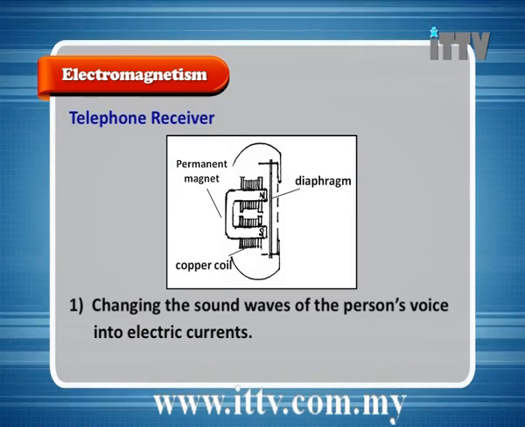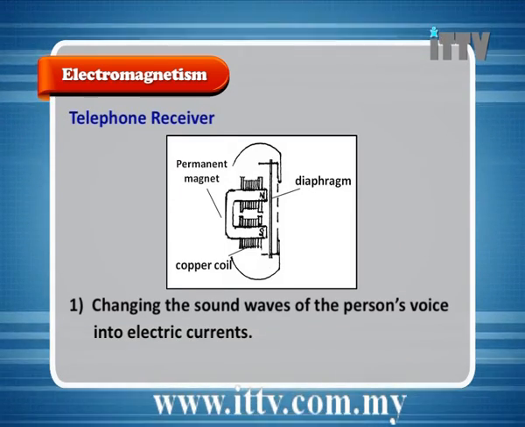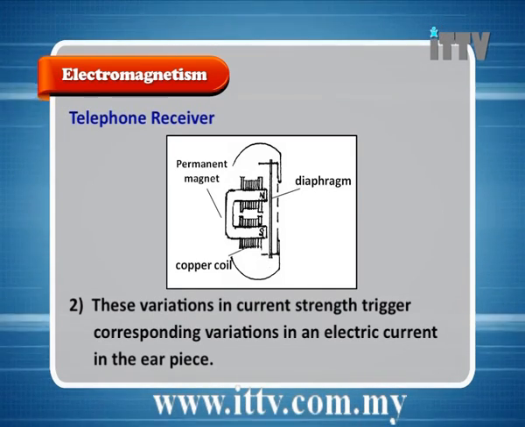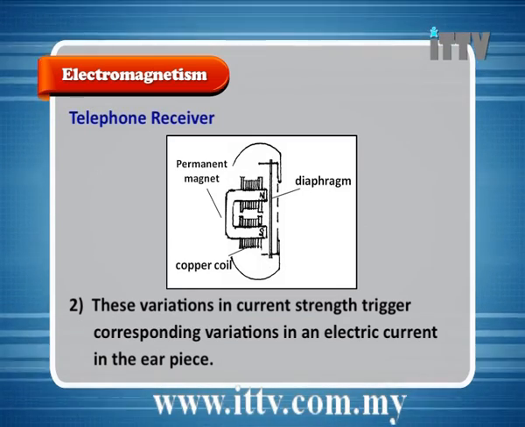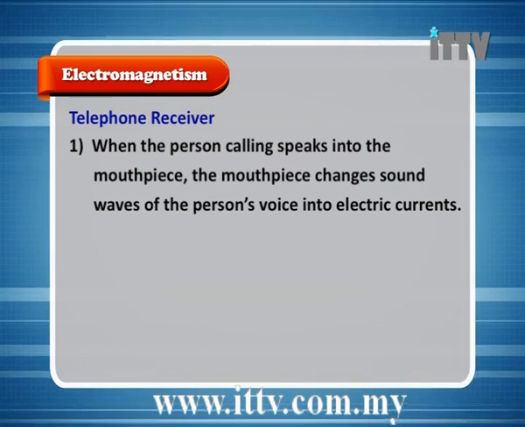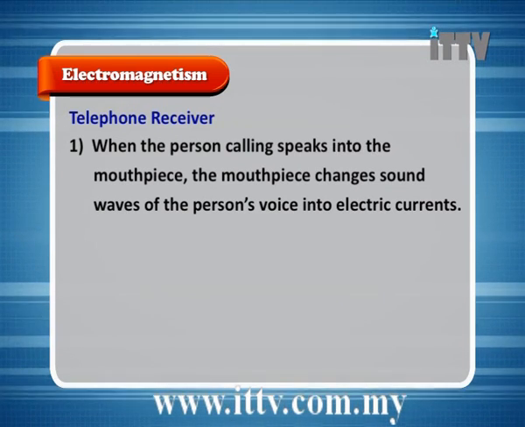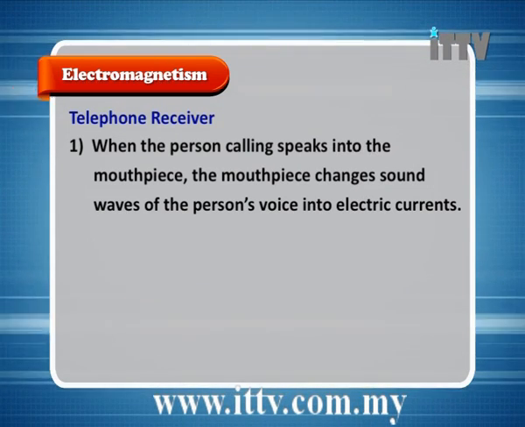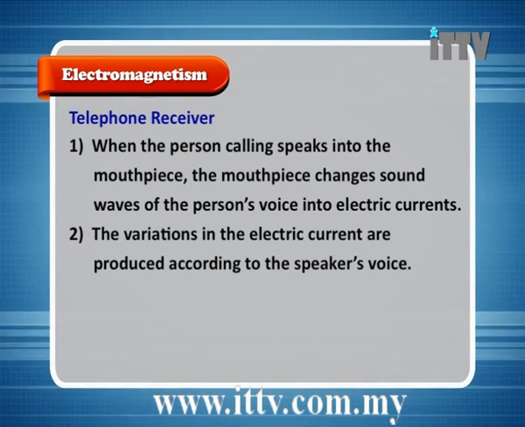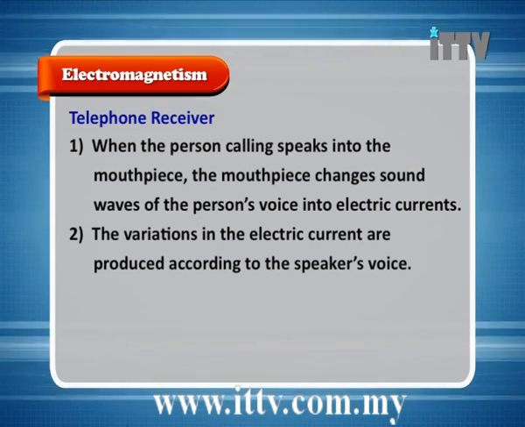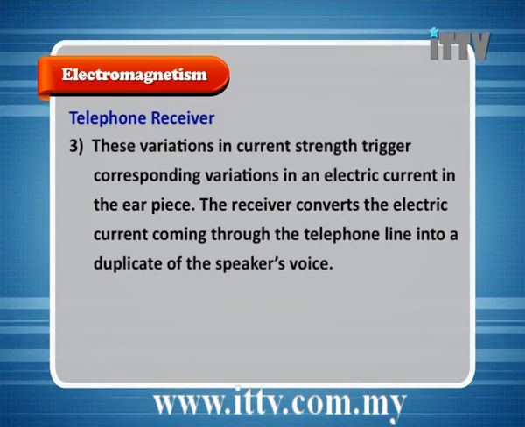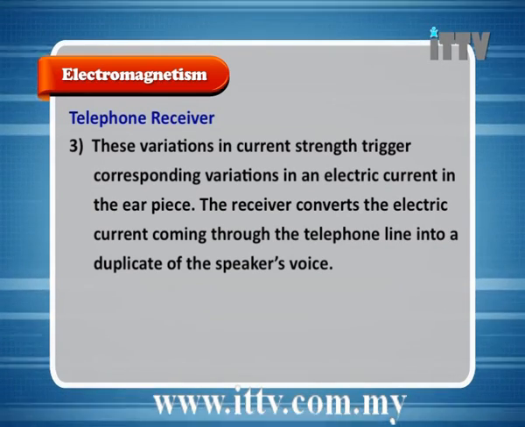Telephone receiver. When the person calling speaks into the mouthpiece, it changes the sound waves of the person's voice into electric currents. The variations in the electric currents are produced according to the speaker's voice. These variations in current strength trigger corresponding variations in an electric current in the earpiece.